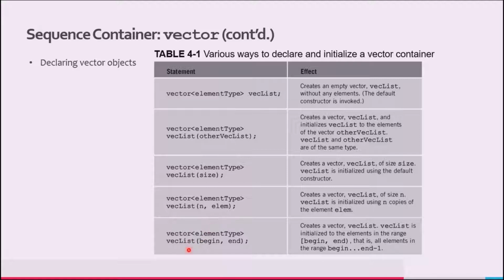Okay, so the last one would be vector<elementType> vecList(begin, end). It creates a vector, vecList. vecList is initialized to the elements in the range begin and end, that is, all elements in the range begin up to, of course, end - 1.